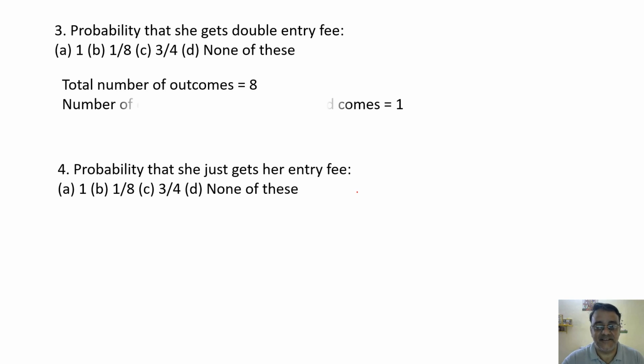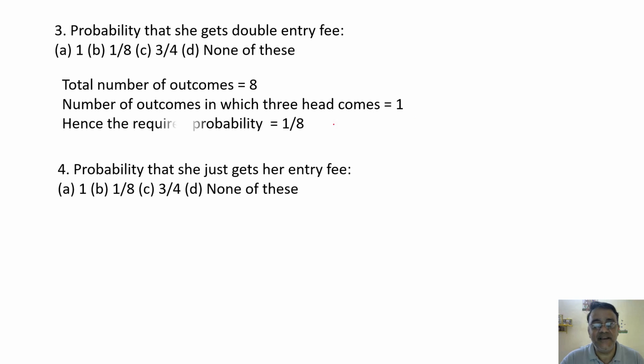1 time. Right. And the required probability is 1 by 8. Correct option is B. Now, probability that she just gets her entry fees.